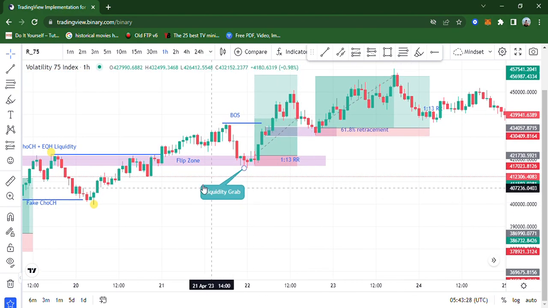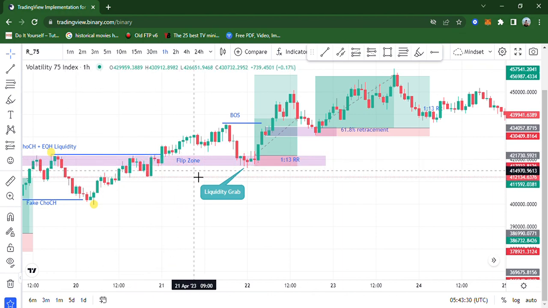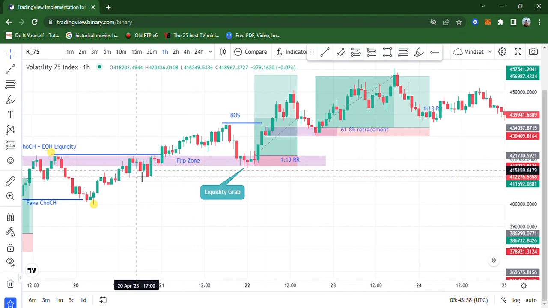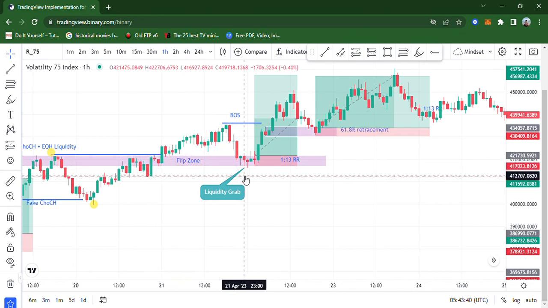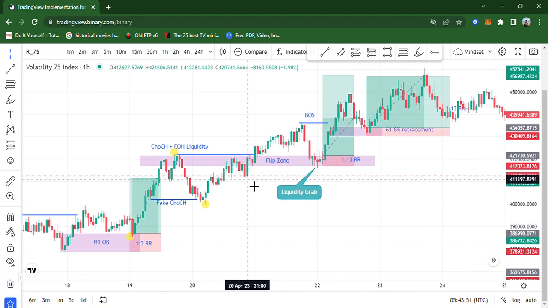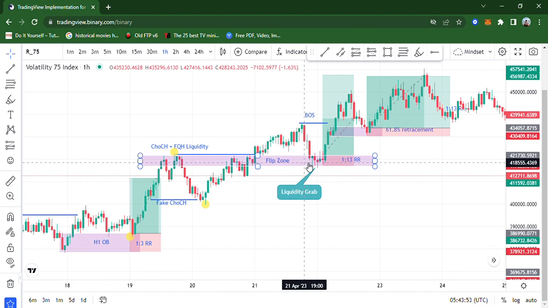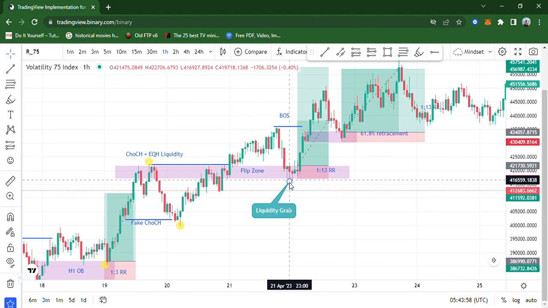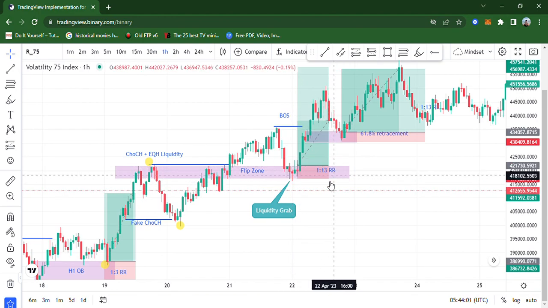How? Because I saw that this H1 OB level was a flip zone. A flip zone is when supply becomes demand and demand becomes supply. So I saw this level, and I thought, okay, this was a wick that grabbed all the liquidity. Everyone was trying to use this flip zone to enter, but overall the buyers took them out, and here it was out. Then I thought I should enter. It's a liquidity grab, as you can see I have marked it.